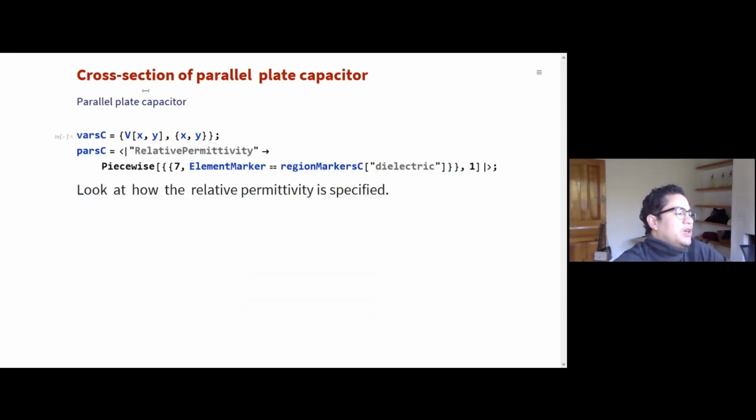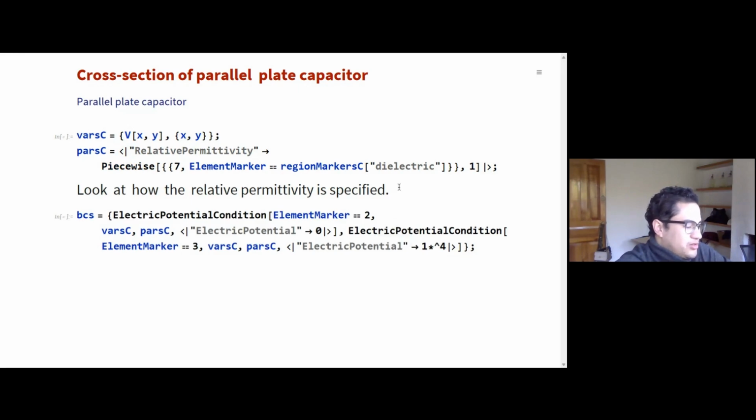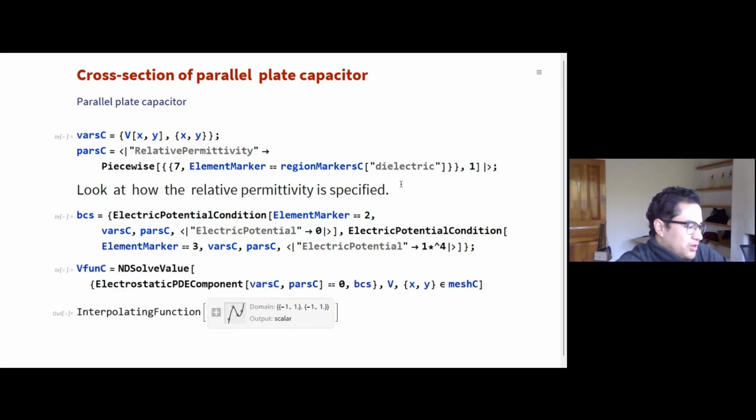So in this case, I'm going to compute the solution for a cross-section of a parallel plate capacitor. You can access this model in the monograph. We define the variables and the parameters of the equation. As you can see, we are using a piecewise function to define the different values of the relative permittivity, a value of 7 for the dielectric and a value of 1 for the region surrounding the capacitor. Then we define the boundary conditions. They are electric potential conditions. We are applying a voltage difference between the electrodes. Then we compute the electric potential, which returns an interpolating function spanning the whole domain.